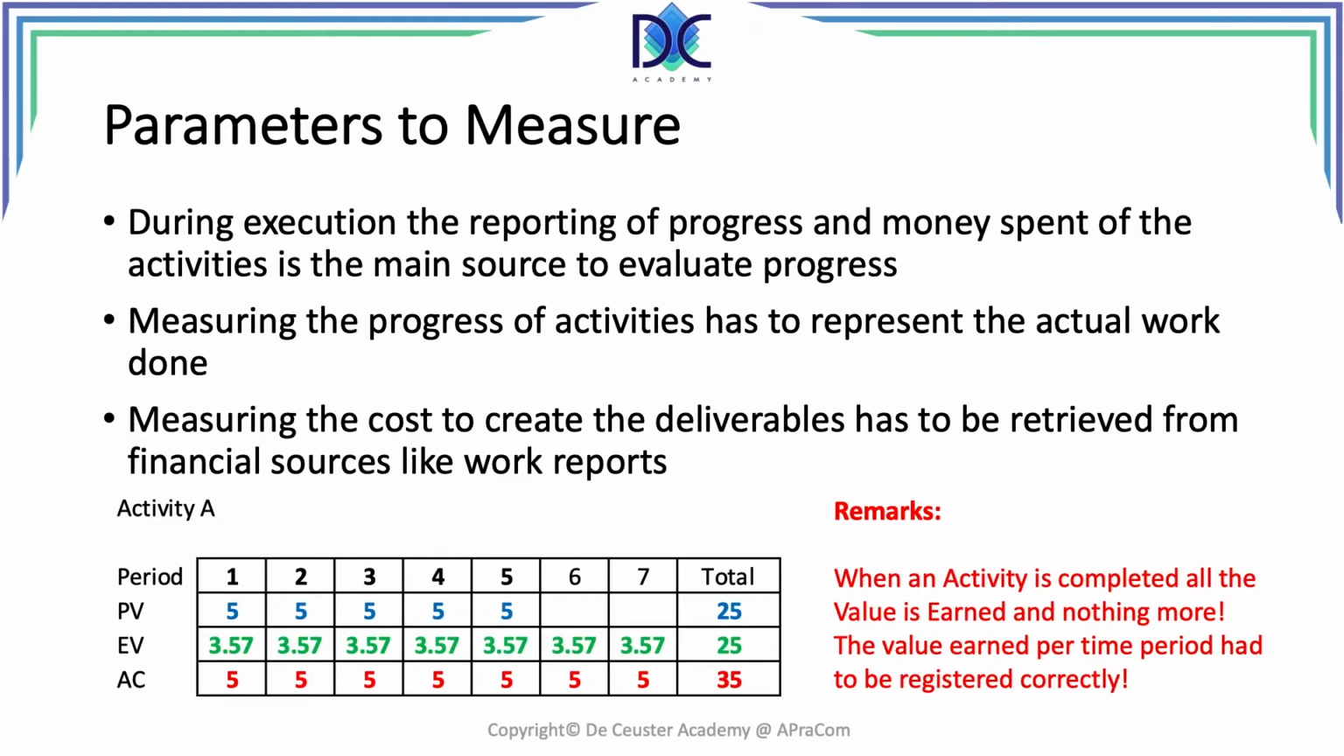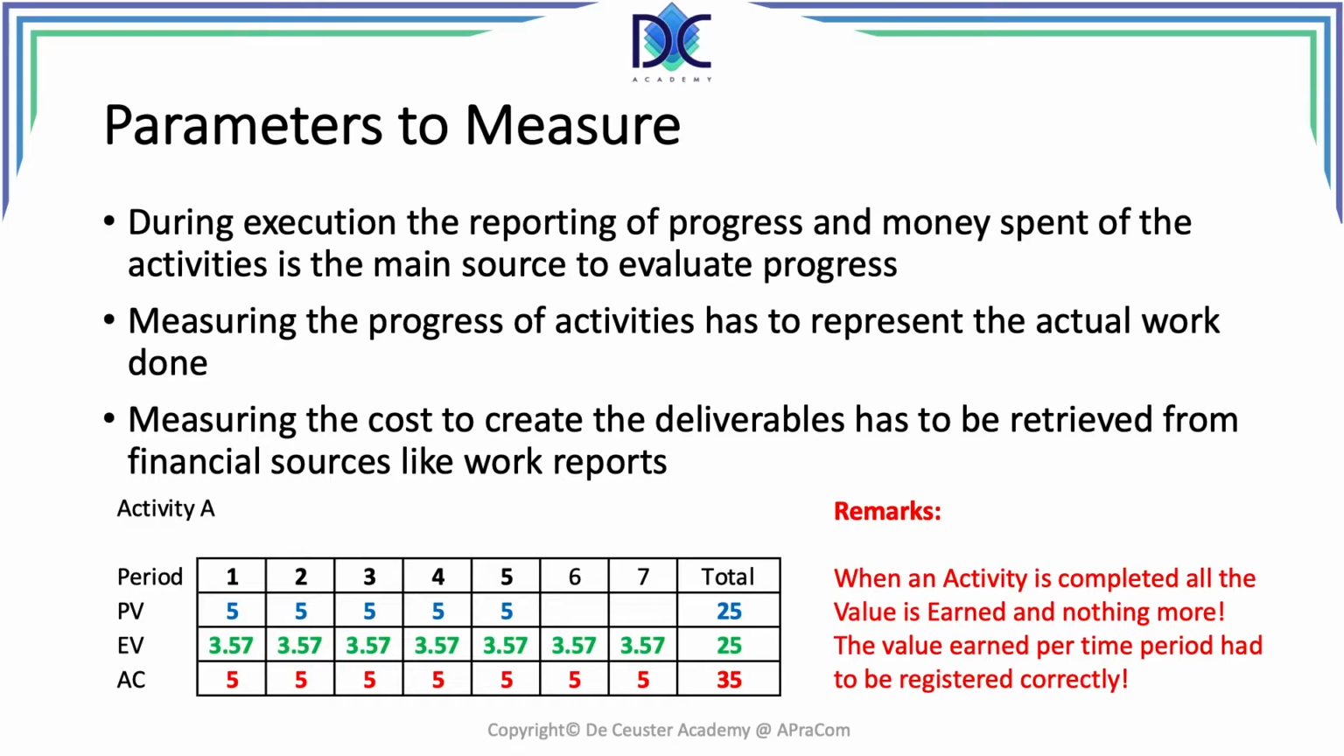We also see that it took us 7 periods instead of 5 periods to create that activity, to create the deliverables. Finally, the earned value for these deliverables is equal to the planned value for that activity. The other element is, in fact, how much did we pay to create those deliverables?